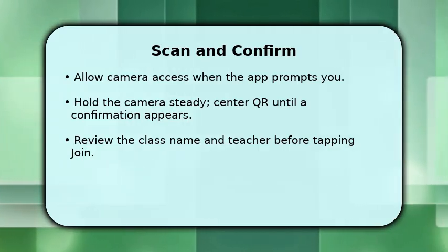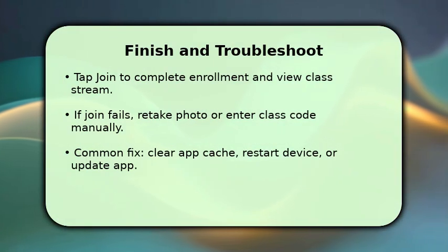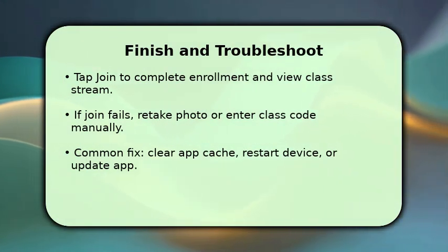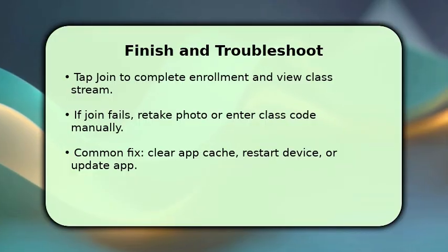After tapping Join, Google Classroom adds you to the class and loads the class stream. You'll see announcements, classwork, and people. If the join fails, try scanning again with steadier hands or switch to the teacher's textual class code and enter it under Join with code.